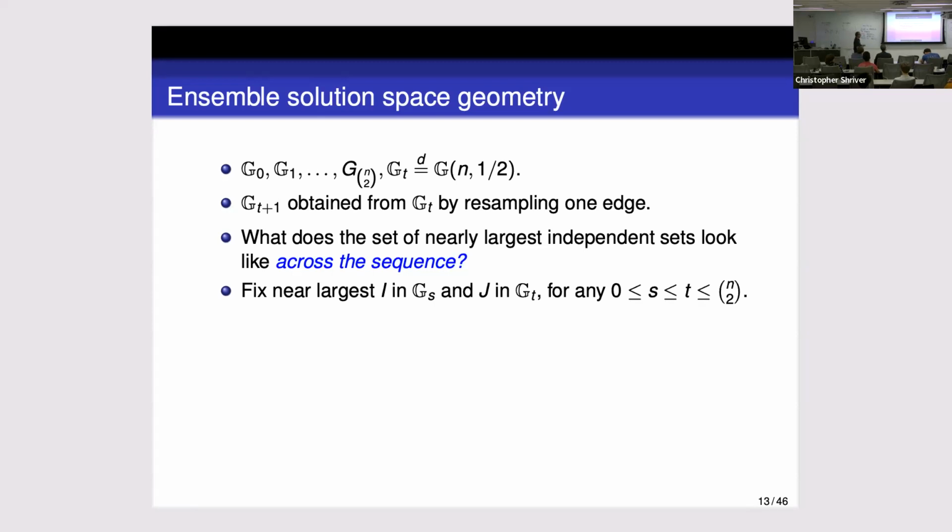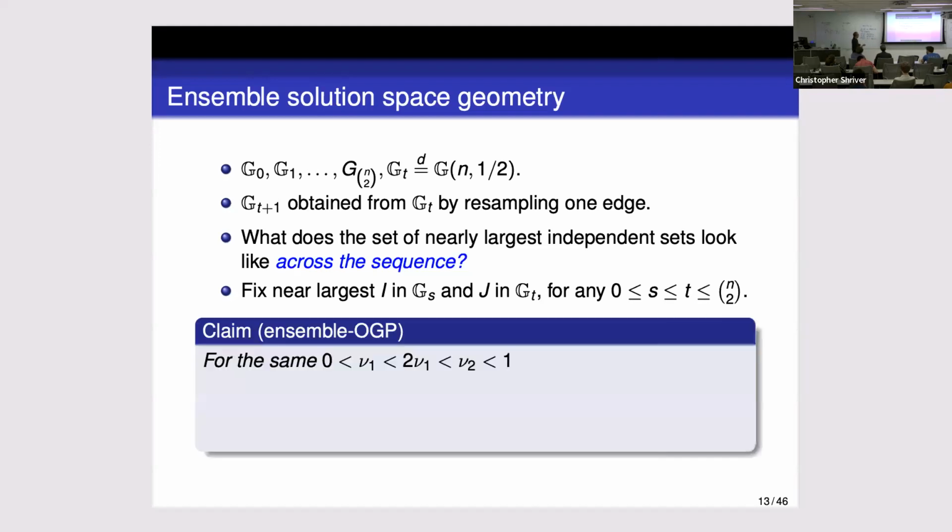So here's the claim. Fix any two graphs in between in this sequence. Could be the first or last, could be any two in between. Fix any large enough independent set in the first graph. Fix any large enough independent set in the second graph. So these two independent sets live in different graphs. They both have substantial cardinality. Look at their intersection sizes. It turns out for the same set of parameters, mu1 and mu2, the same property holds, that pairwise distances are either at most mu1 or at least mu2.